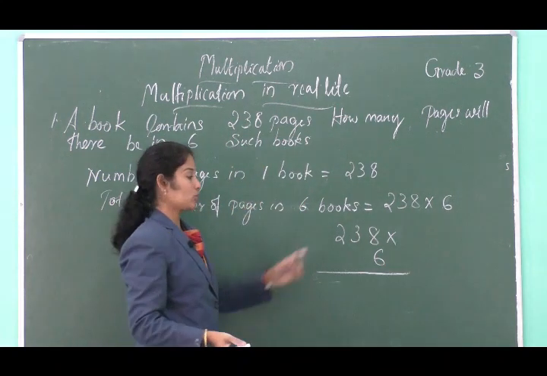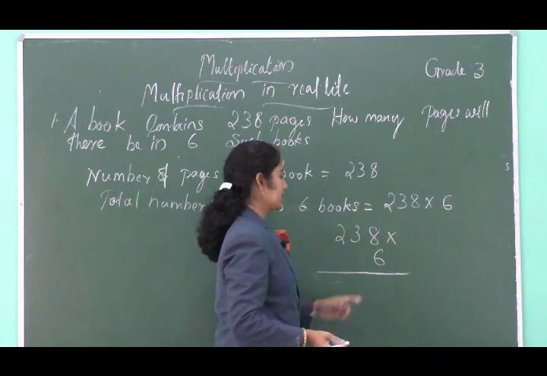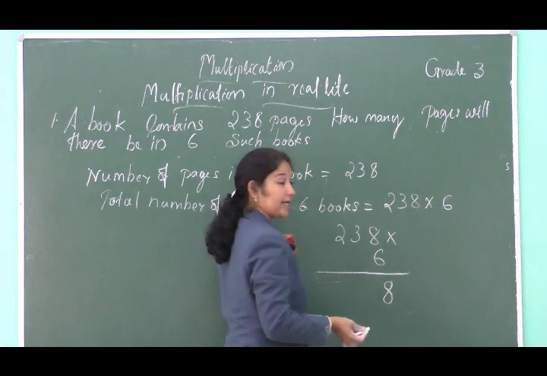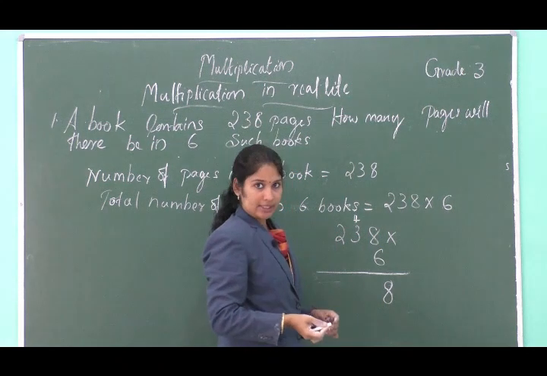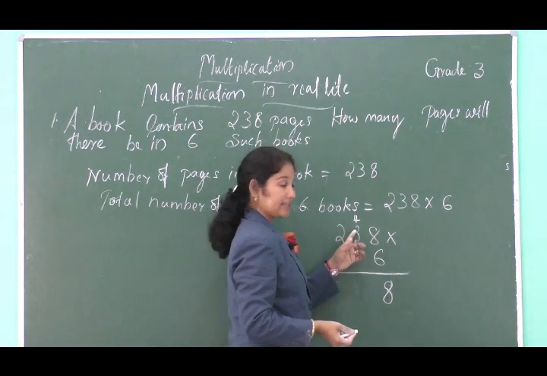First, which place do we have to multiply? Yes, the ones place. What is 6 into 8? Yes, 6 into 8 is 48. 4 will carry over to the tens place, and now we have 4 in the tens place.